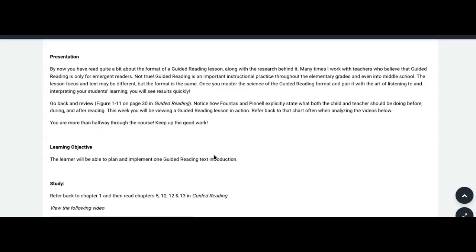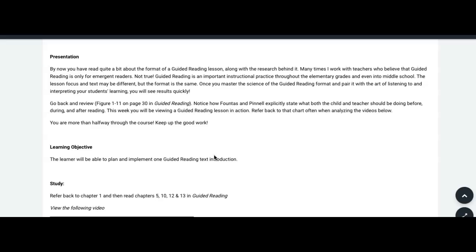So once you have the format of the guided reading lesson down, and you pair it with the art of listening and interpreting your students' learning, you will see results very quickly. I want you to go back and review figure 1.11 on page 30 in our guided reading text. Notice how Fountas and Pinnell explicitly state what both the child and the teacher should be doing before, during, and after the reading.